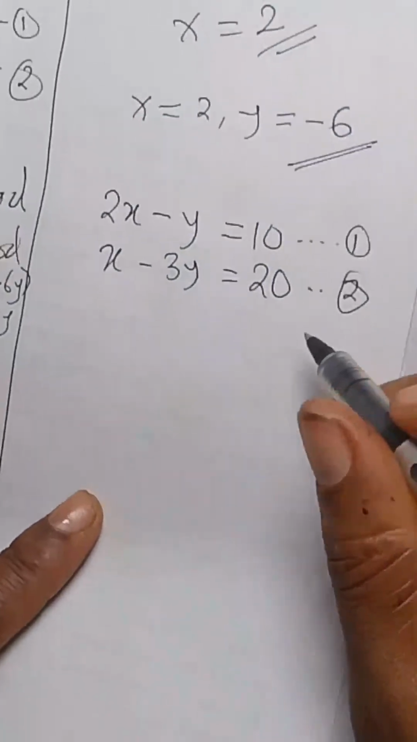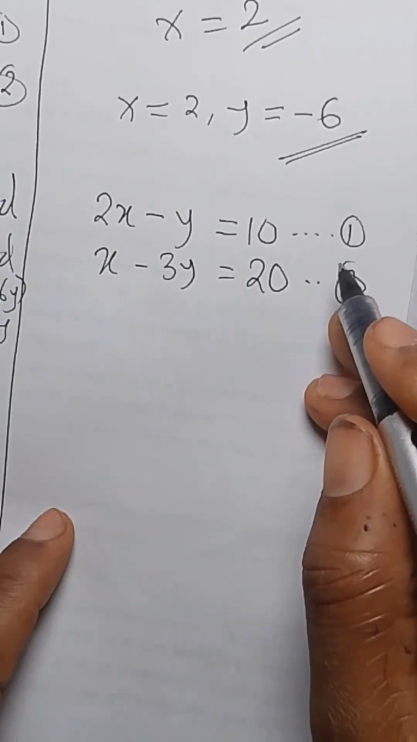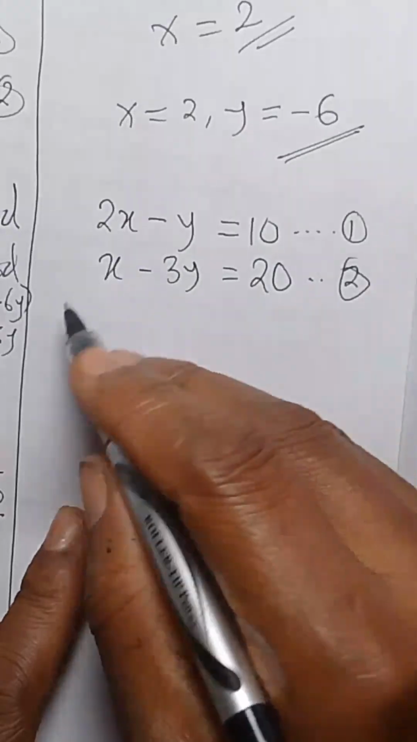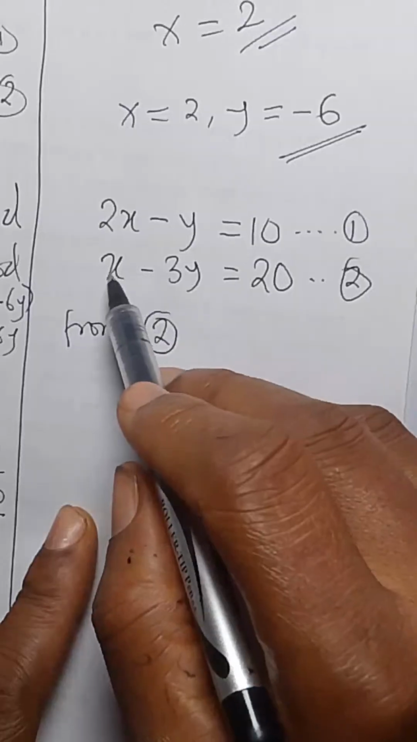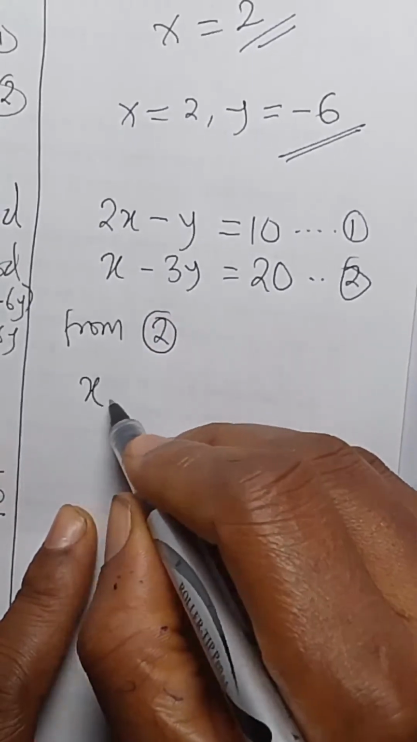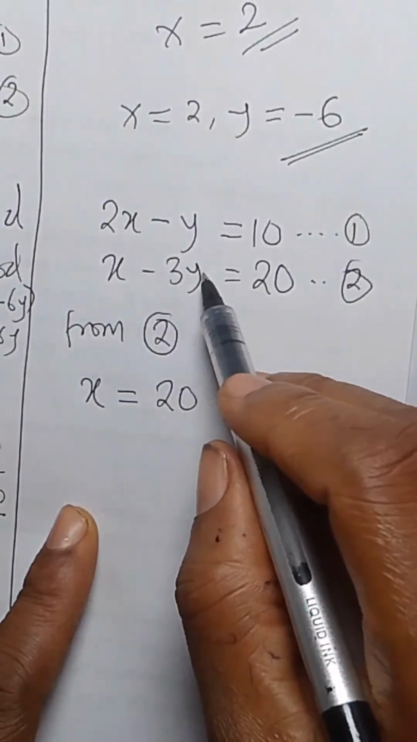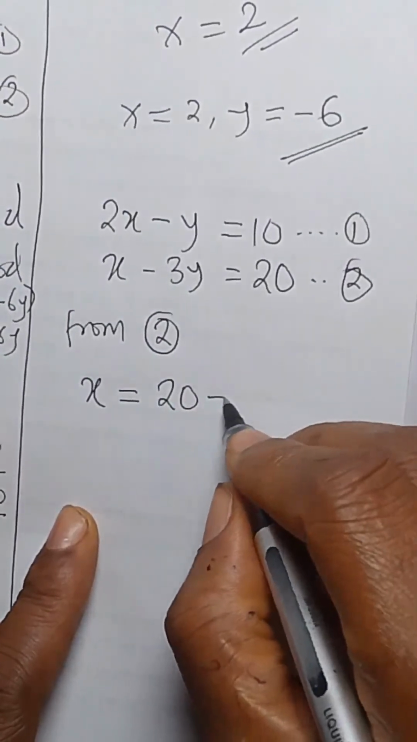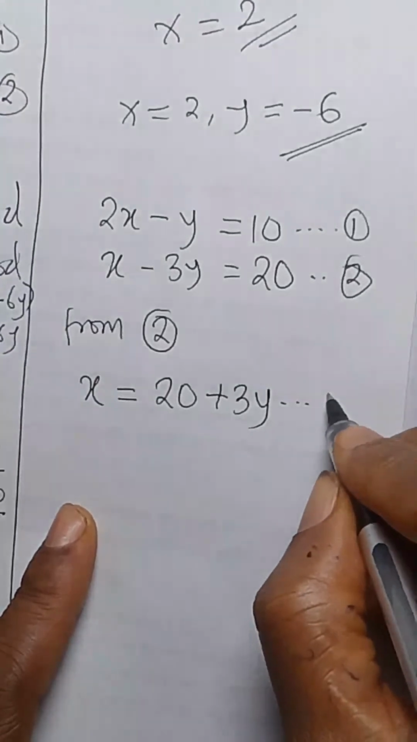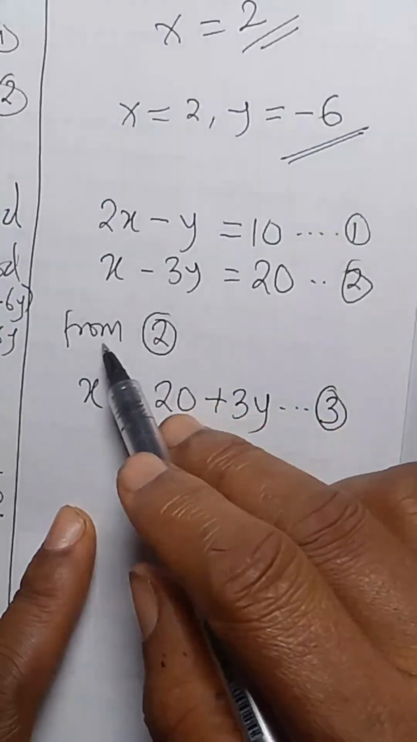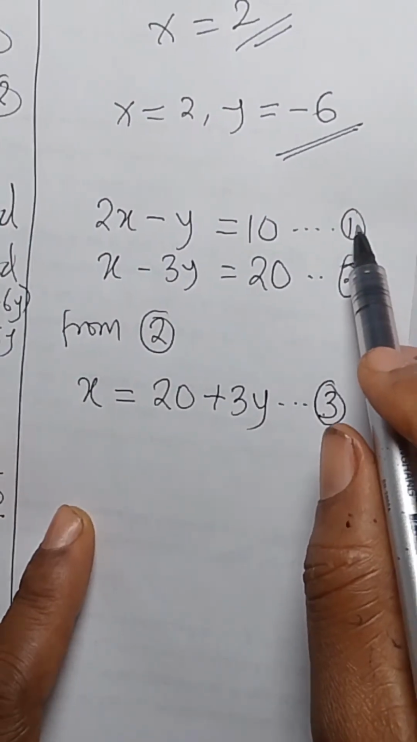We are going to say from equation 1 or 2, we make x the subject of the formula. So let's say from equation 2, we make x the subject of the formula. So that simply means that x is going to be 20. This is minus 3y. When it crosses the equality sign, it becomes plus 3y. So we call it equation 3. Now we started from equation 1. So this equation 3, we are going to substitute it into equation 1.